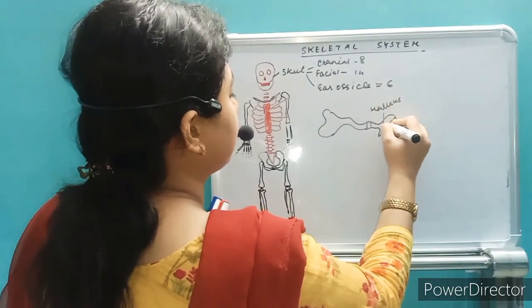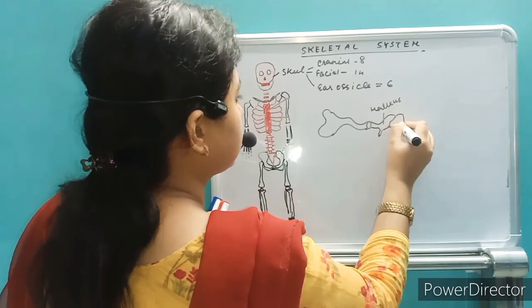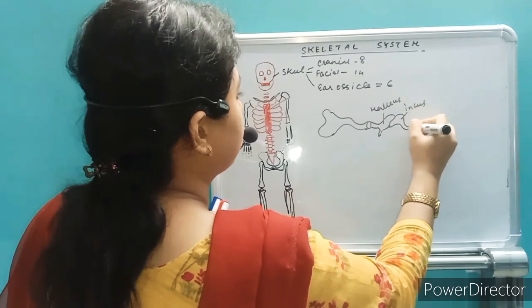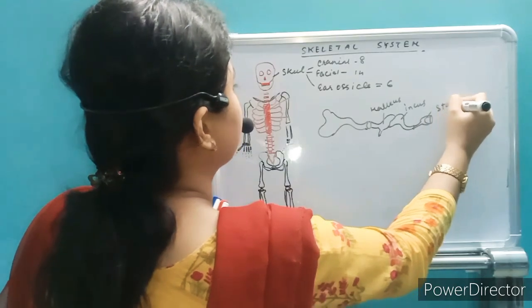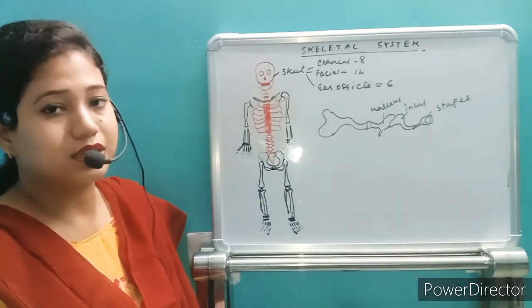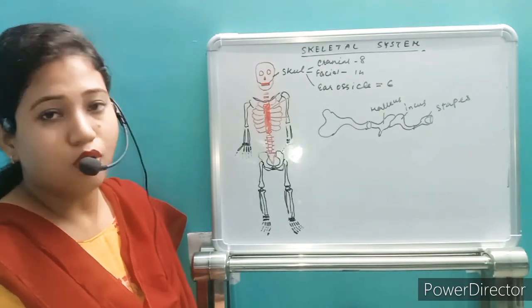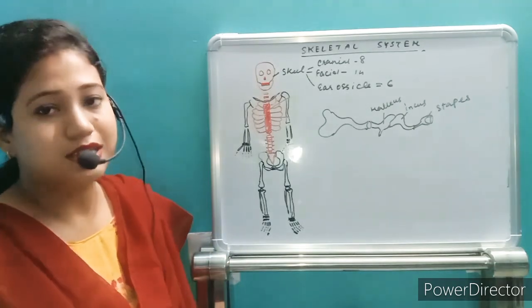Then after that we have incus, this is the incus, and the third bone is the stapes. Okay, so how many bones do we have in one ear? That is 3: malleus, incus and stapes. Remember that stapes is the smallest bone. So in one ear we have 3 bones, in total we have 6 bones.